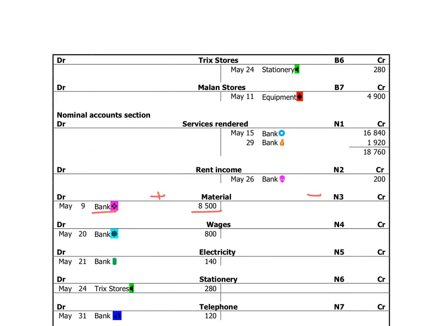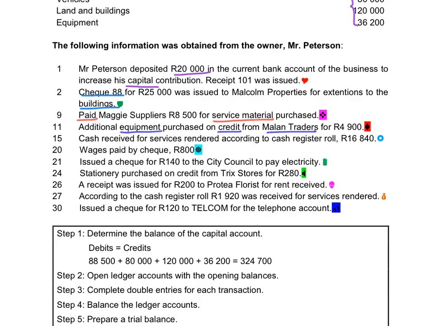Milan Traders is a creditor, therefore a liability. Liabilities increase on the credit side and decrease on the debit side. We owe more money to Milan Traders, so the liability must increase on the credit side, and equipment was debited. Cash received for services rendered according to the cash register roll. We receive cash, so the one entry will be in the bank. Where did we get the money from? The services rendered. So services rendered will be my double entry.